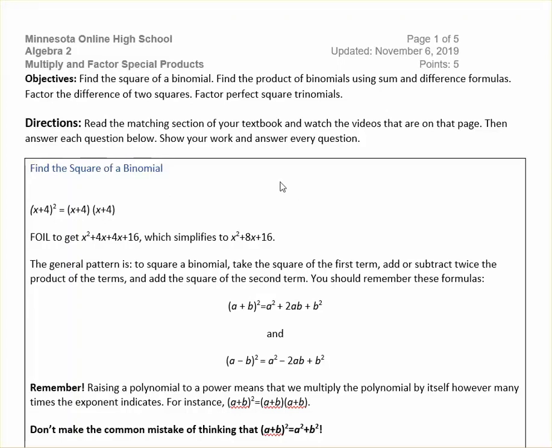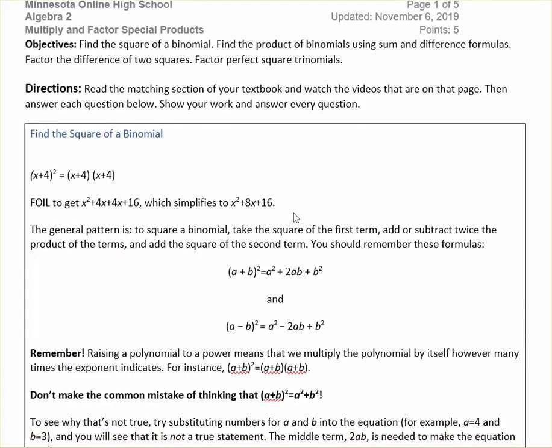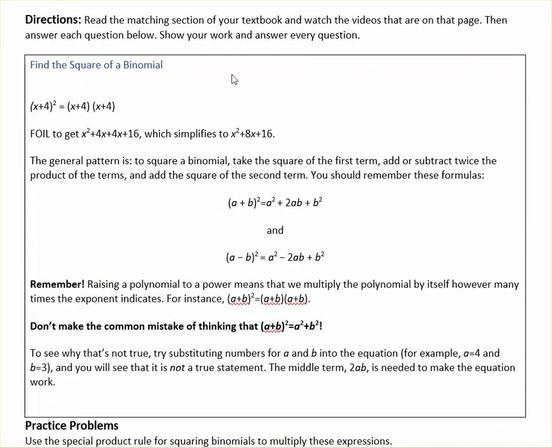In this video we are going to multiply special products and then we're going to factor special products. So we'll do one and then we'll undo it. So the first part we're going to do is find the square of a binomial. That means that you have a binomial, two terms, and you're multiplying it by itself. So x plus 4 squared is the same exact thing as x plus 4 times x plus 4.